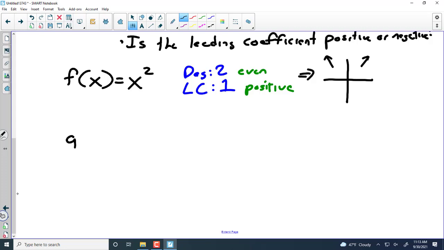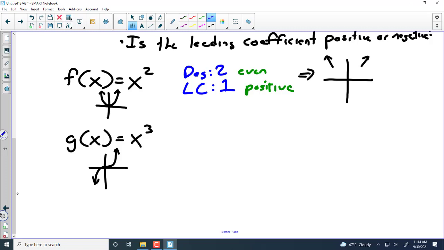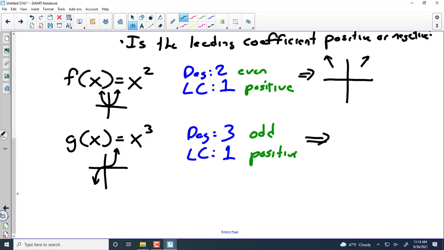Look at this one right here. X cubed, you remember this guy? Looked kind of like this. Well, it turns out the degree of this one is 3. The leading coefficient is 1. The degree is odd. The leading coefficient is positive. And it turns out the rule is if you have that type of situation, then your end behavior looks like this.